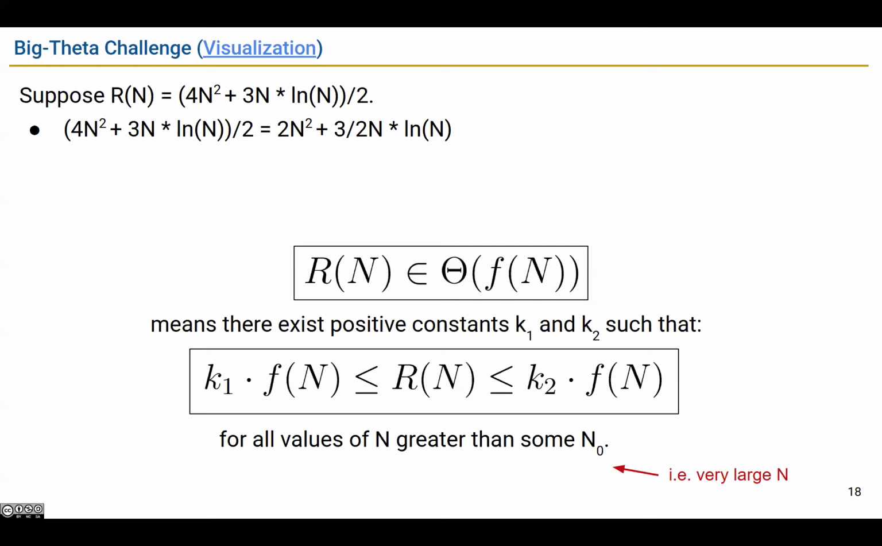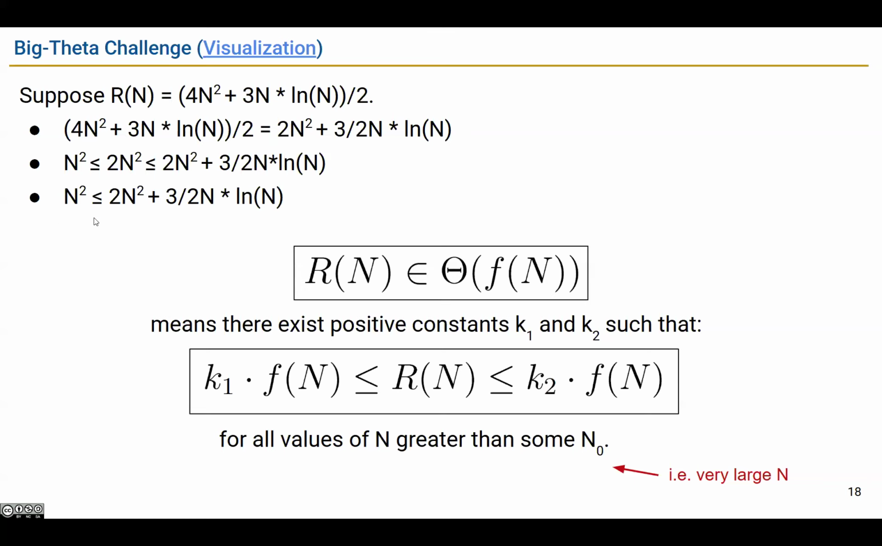We're doing algebraic manipulations. And the second thing I'm going to say is this is going to be strictly greater than just 2n squared, because 3 over 2 times n log n is something bigger than 0. If I subtract that part, then I'm getting a smaller value. And 2n squared is always greater than or equal to n squared. Are we agreeing with that? So if this is true, then n squared is less than or equal to this.